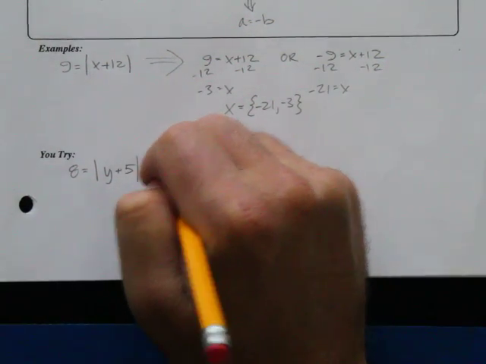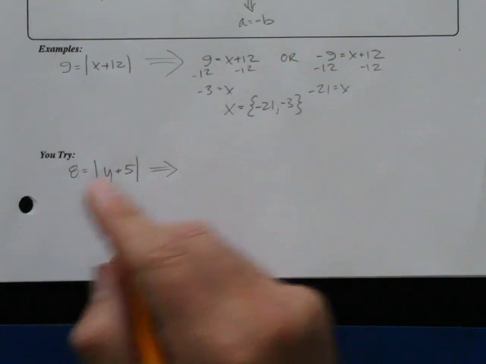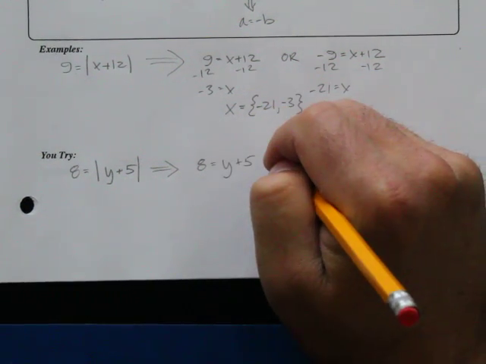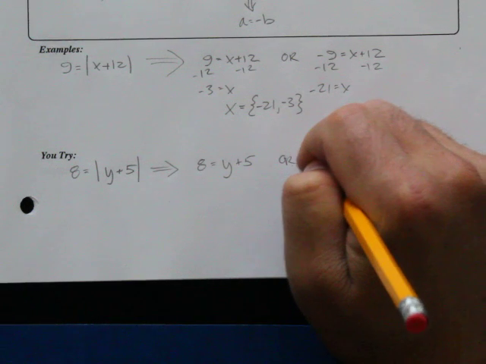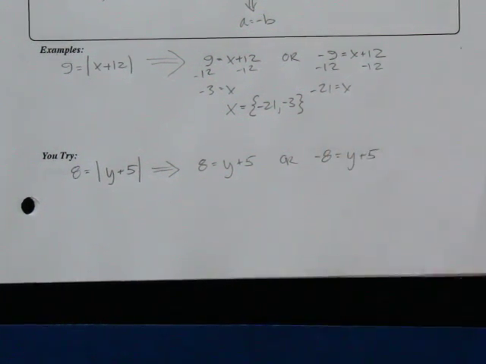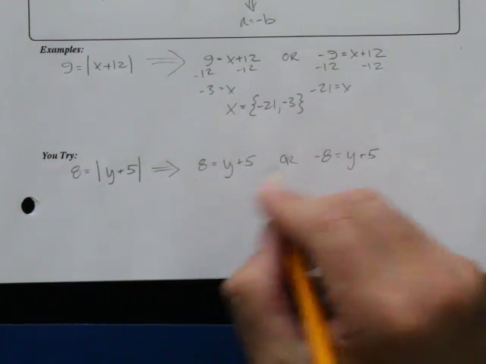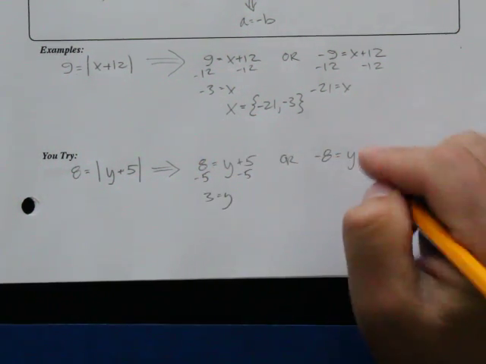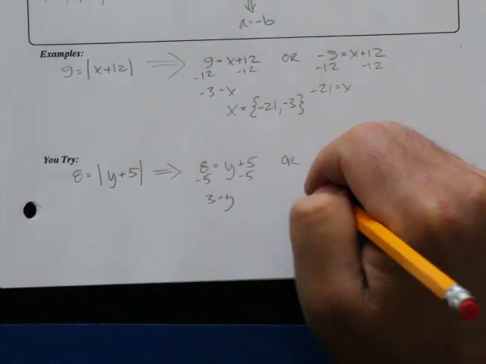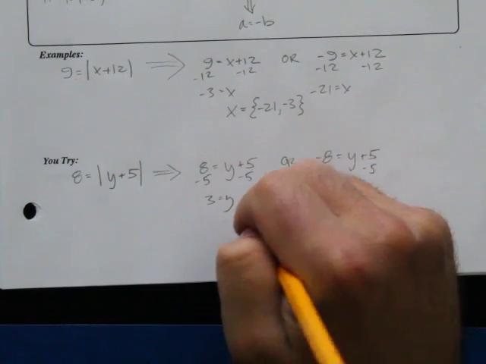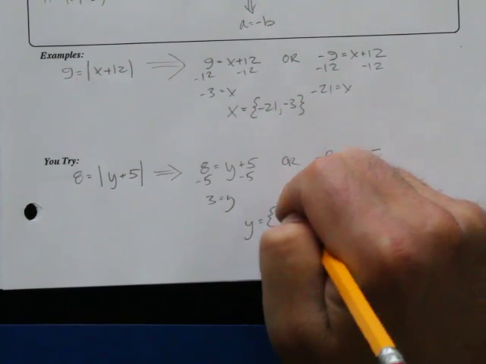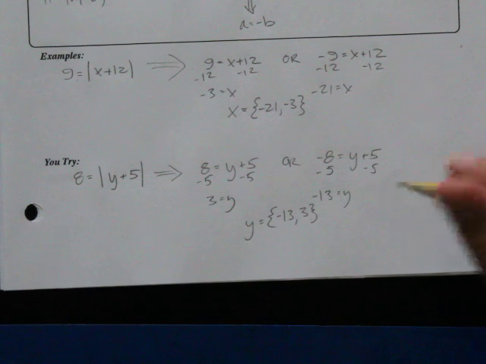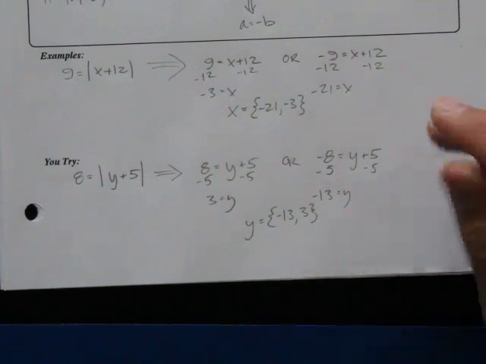All right, let's check this out. What we always do when we have an absolute value equation is we set up two equations: 8 equals y plus 5, or negative 8 equals y plus 5. So I am going to subtract 5 from each side of this one, and I get 8 minus 5, which is 3. And I subtract 5 from this one. Negative 8 minus 5 is negative 13. So y equals negative 13 and 3. All right, let's keep moving.